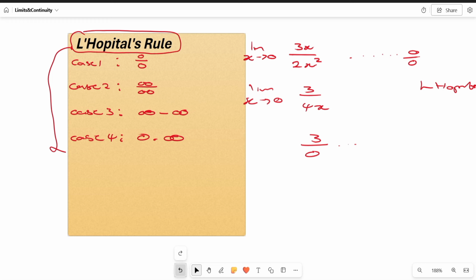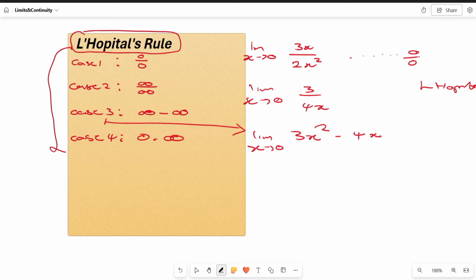Now the third case, guys, is pretty simple. You have to find the common denominator. You have to divide by the lowest common factor, right? So let's say you have 3x squared minus 4x. Okay, and then they're saying lim x approaches infinity.